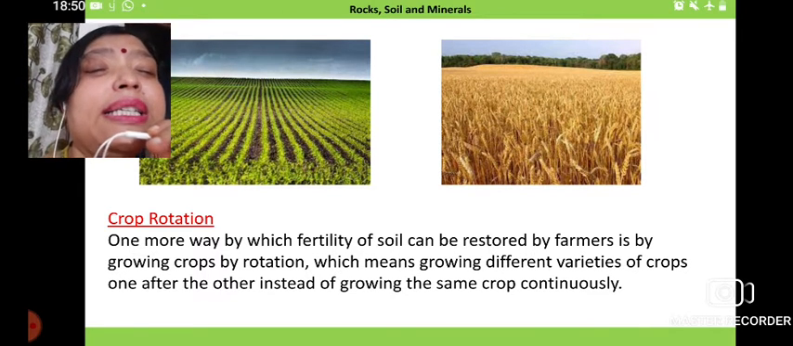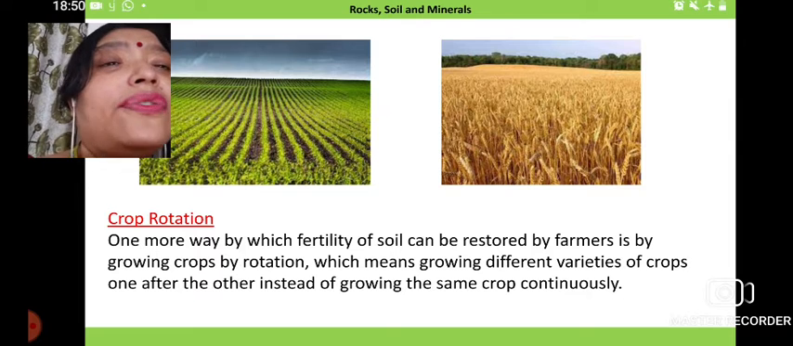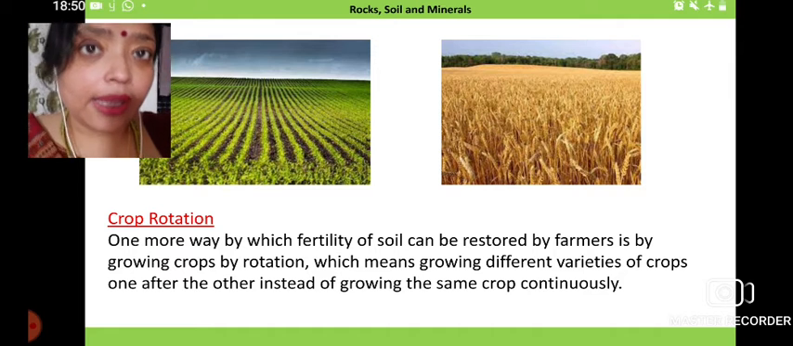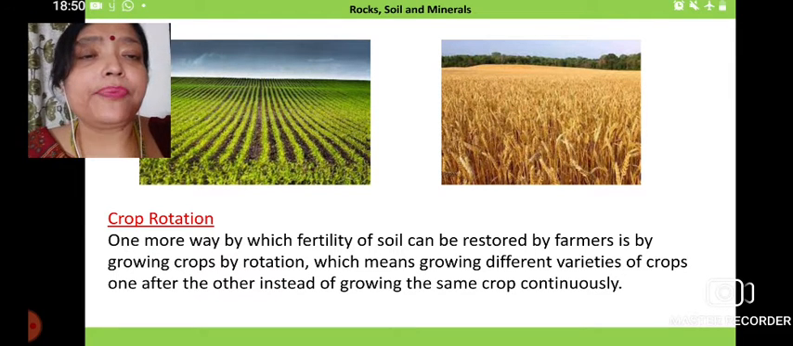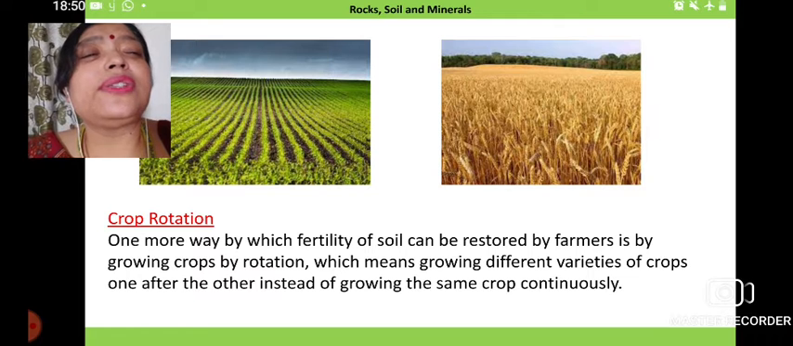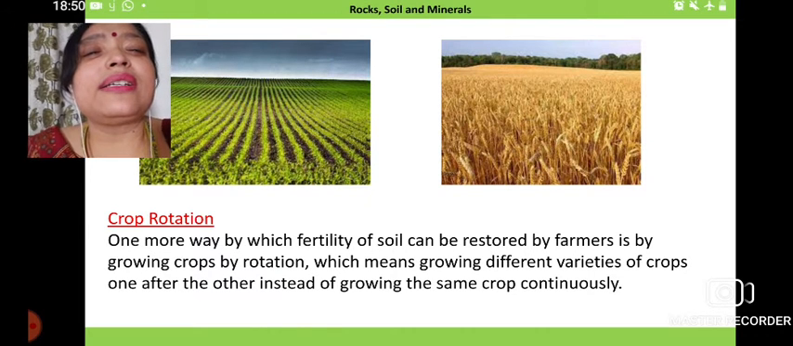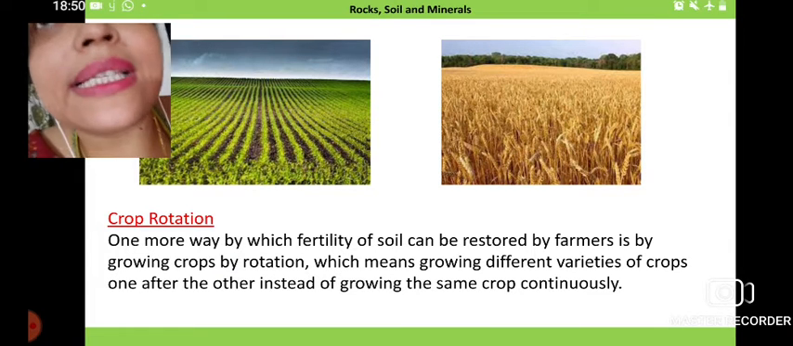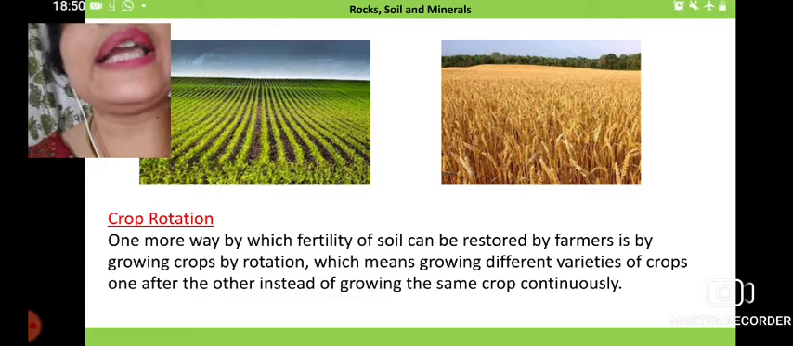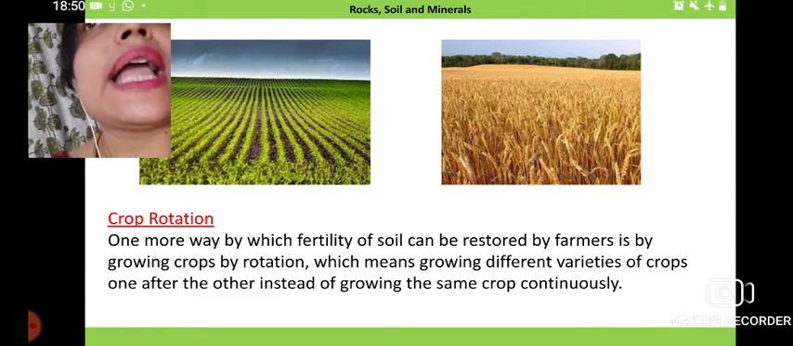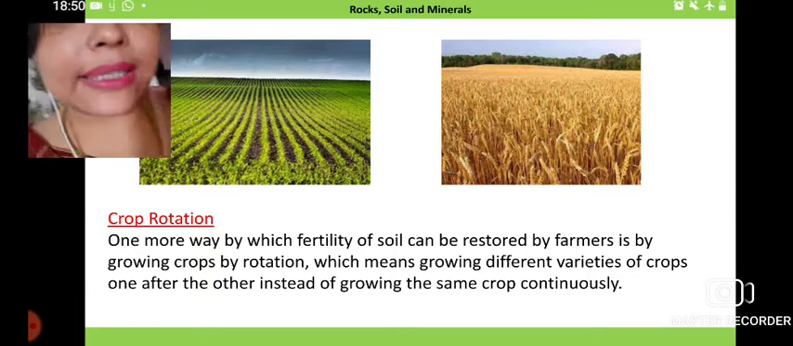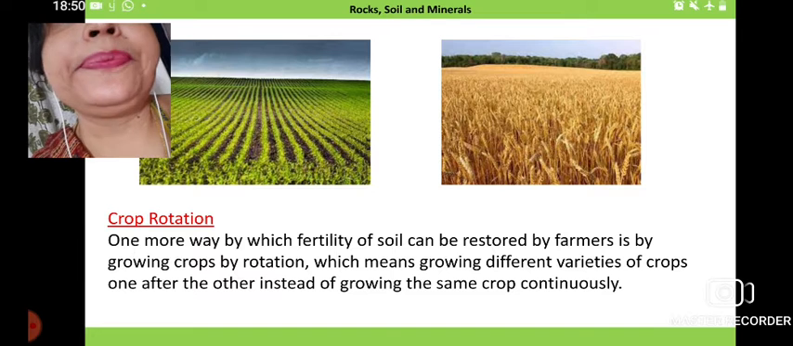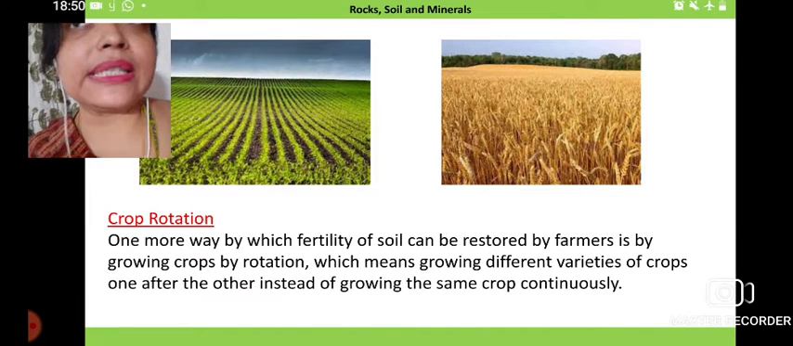That is, the fertility of the soil can also be restored by growing different crops and by employing the method of crop rotation. It means growing different varieties of crops one after the other, instead of growing the same variety of crop. Because it is very common sense that, suppose I like to eat A type of food, and I continuously eat A food. After some days the A type of food will be lost. So then what will I eat? So there will be scarcity of food.